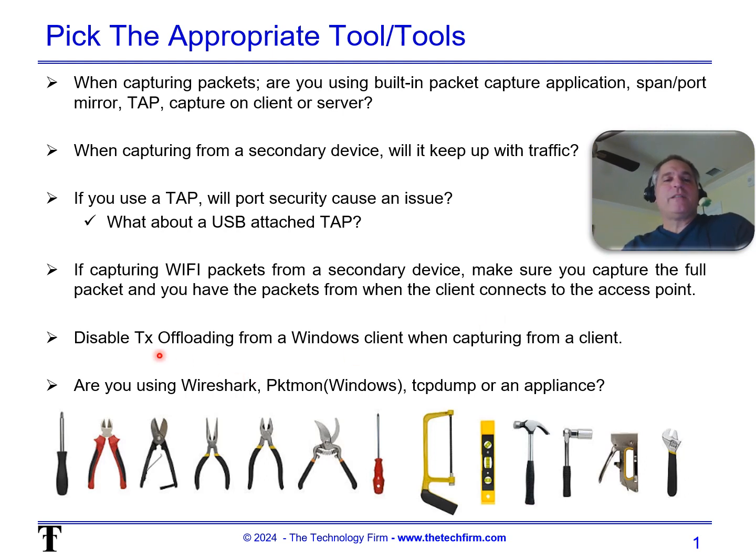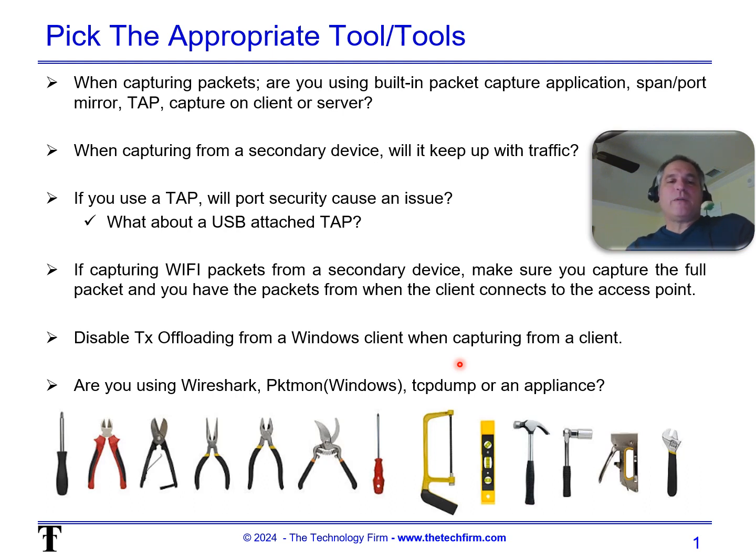The other one is disable transmit offloading from Windows clients when capturing from a client. So if you have a Windows client that's sending data, and inevitably they will, you have to make sure you disable transmit offloading. Otherwise, Wireshark or any other protocol analyzer will see these funky size packets and or missing CRCs, that kind of stuff, and you're going to have a problem with your analysis. So there's a few points to this.